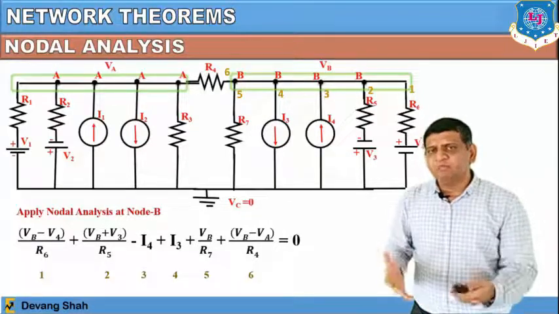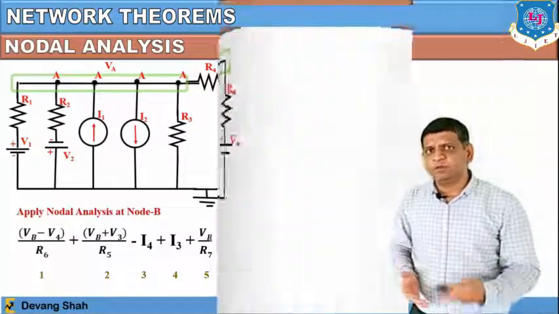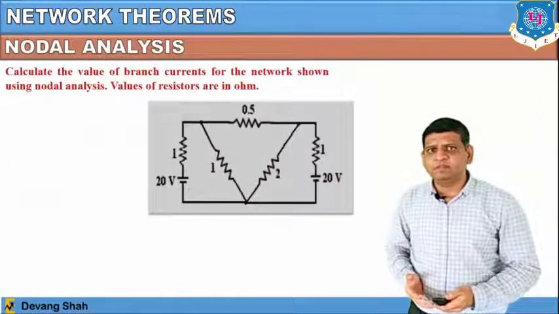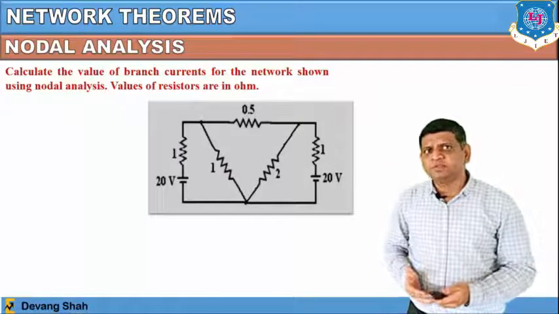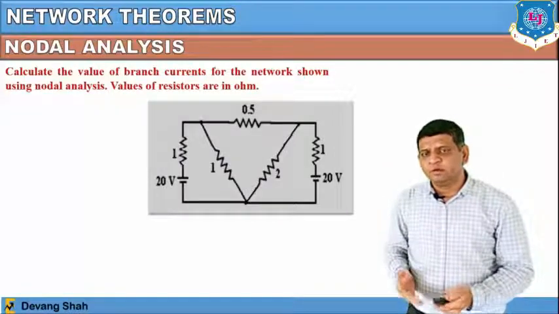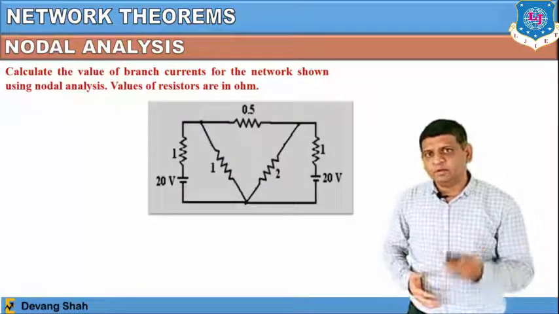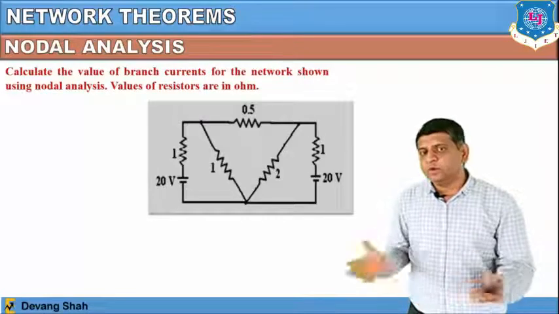Now the same analysis we can apply for one particular circuit. Let's say we take one example where you have to find the value of the branch currents for the network shown in figure using the nodal analysis, right? Where your first job is to identify nodes. So how many nodes are in this circuit?